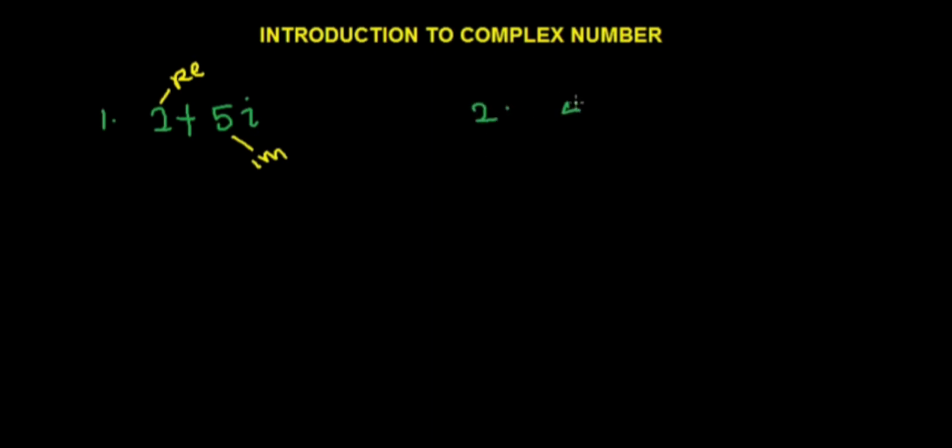What if we have something like this again? If I have 4 + 8i, what will be the real part? The real part will be 4, because it does not have i. Then the imaginary part will be 8. What if we have another example like this?